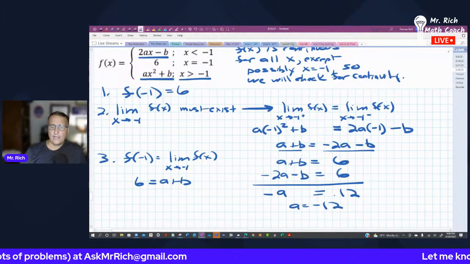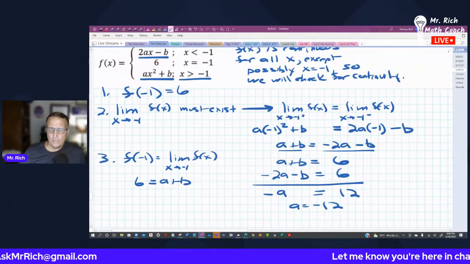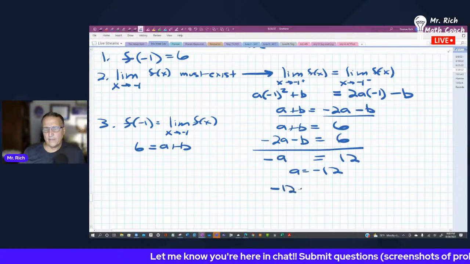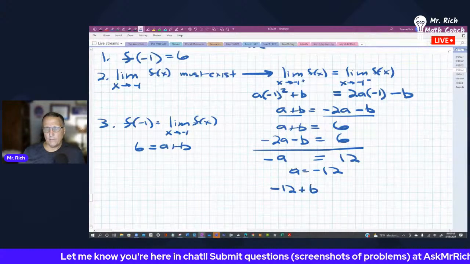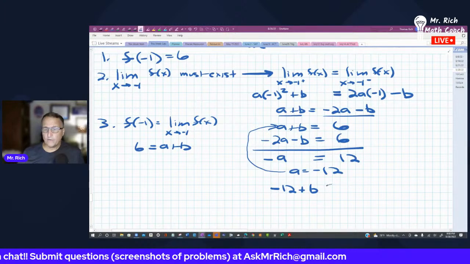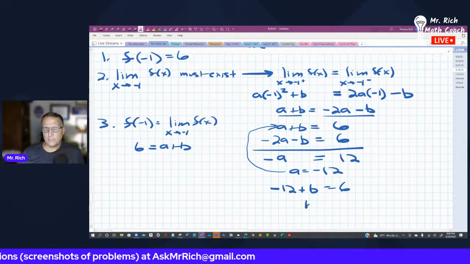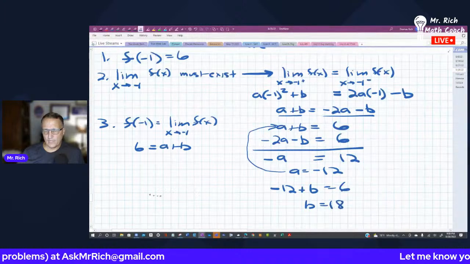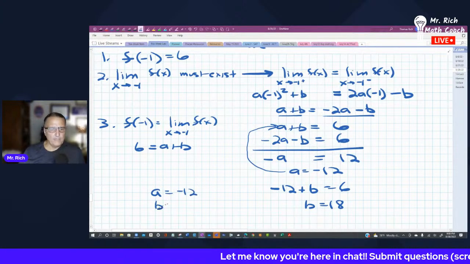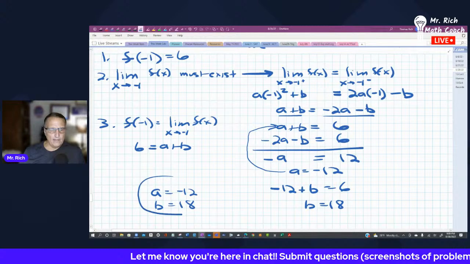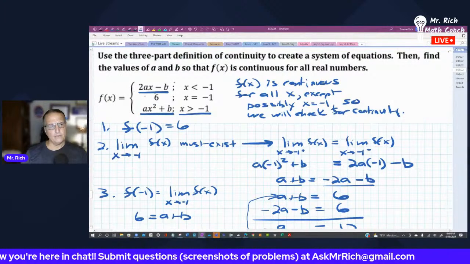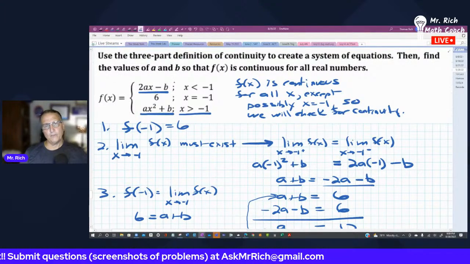Then I can back substitute and figure out what b has to be. So now that I know that a is -12, I can say that by substituting this back into this equation, -12 plus b is equal to 6, and so b has to be equal to 18. So if a is equal to -12 and b is equal to 18, I have just determined that those two constant values, when put back into this function, are going to make the function continuous.